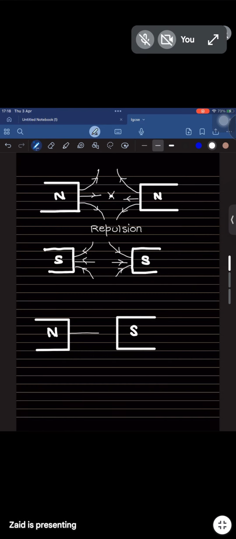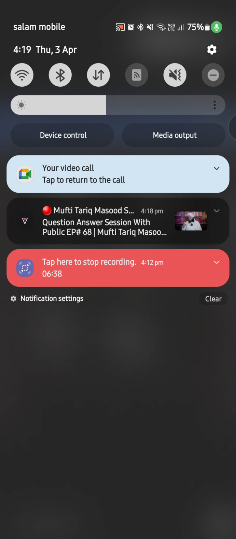North to south. So the lines are going to go all the way around like this.